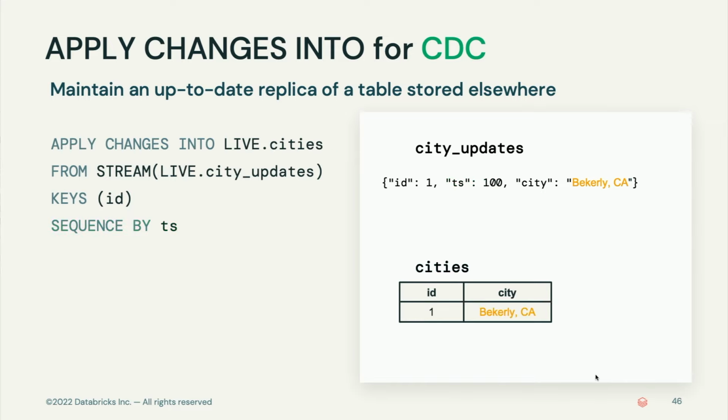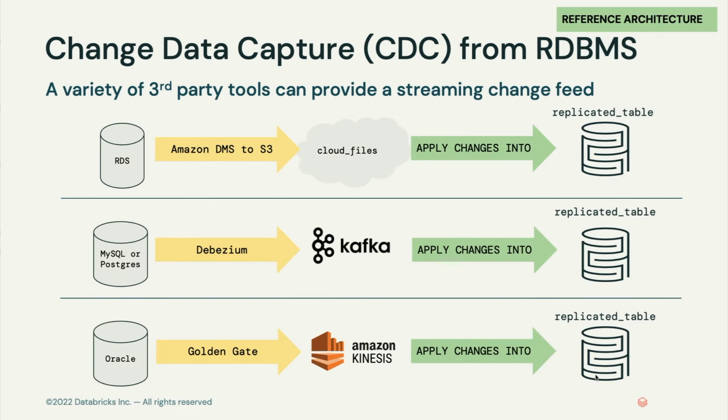And so, in this example, a new record is going to come in, and we're going to update it, and the sequence number is greater, so everything works. And you can do CDC with DLT from any data source. There's a wide variety of systems that can produce these change feeds, and you can read them from any streaming source. So you can read it from S3.